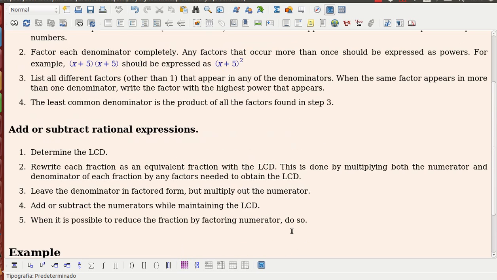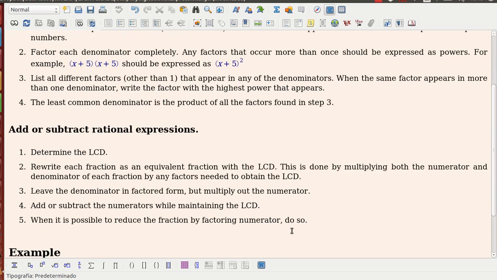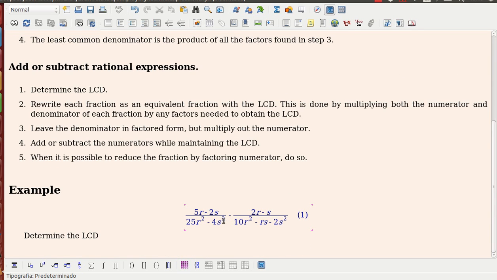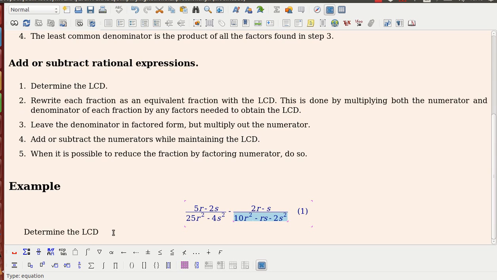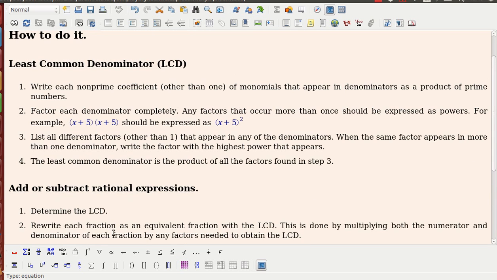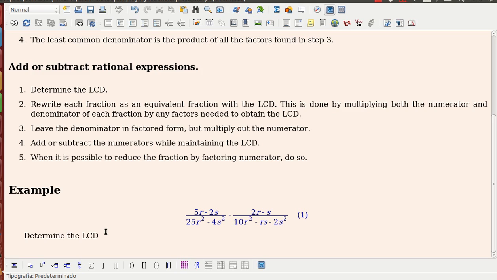To determine the LCD, write each non-prime coefficient of monomials. There are no monomials, so we can skip step number 1. Let's go to step number 2. Factor each denominator completely.